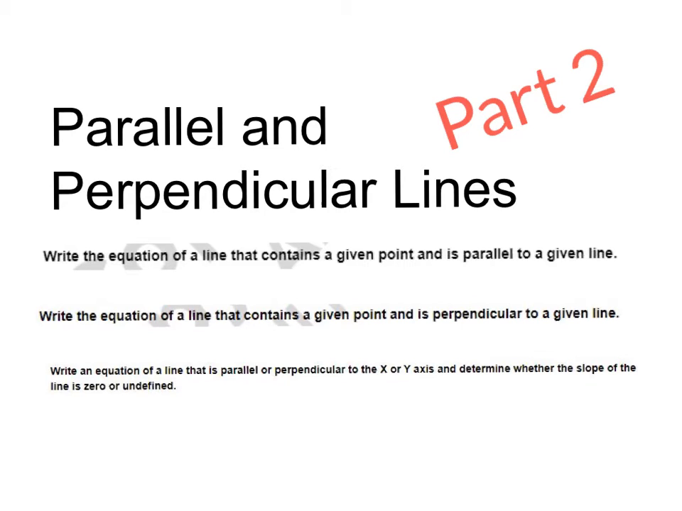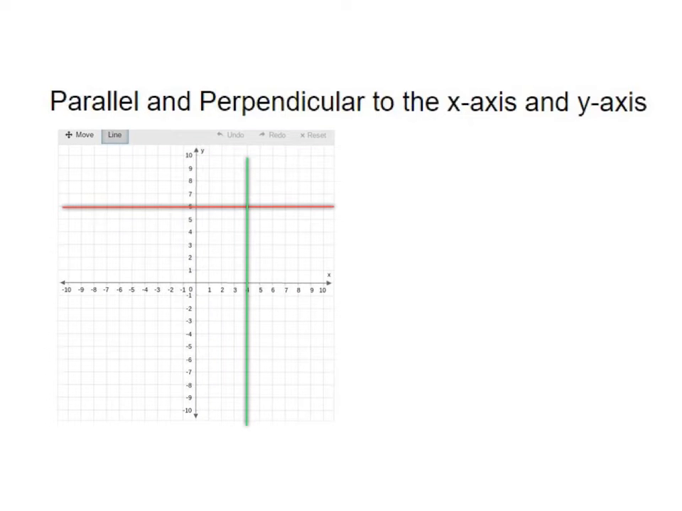This video lesson is part 2 of parallel and perpendicular lines. And we're going to look very specifically at writing equations of a line that is parallel or perpendicular to the x or y axis and determine whether the slope is 0 or undefined. So let's take a look here at lines that are parallel or perpendicular to the x-axis or the y-axis.